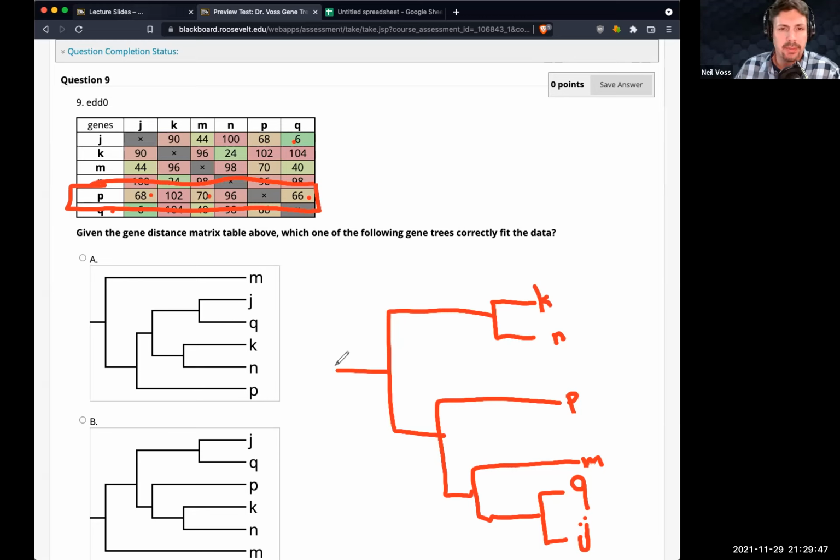Does that make sense to everyone? You lost me with K and N being the furthest. Well, I had K and N here, but I ran out of space, so I erased them and moved them up here. That was the second one I connected because their number was 24. But you can see K and N are 90, 96, 102, they're kind of on their own side, away from all the other ones.